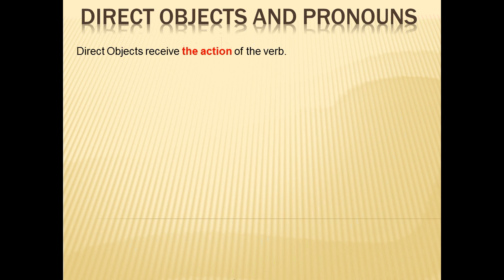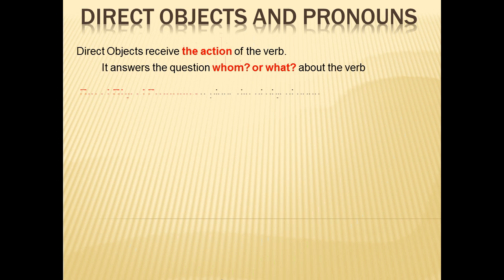Okay, direct objects receive the action of the verb. That's why they're called direct, because they're receiving the action directly. To find the direct object, a lot of the times you read the subject and the verb, and it answers the question whom or what about the verb. Make sure you fill in those two sentences on your note sheet.